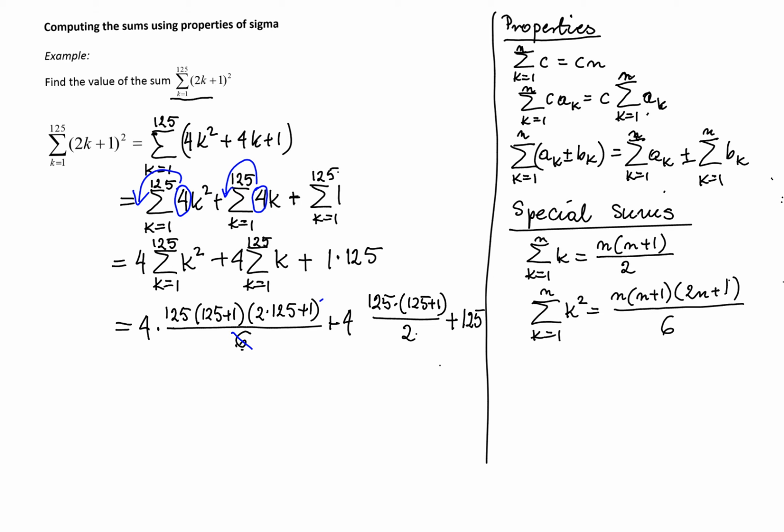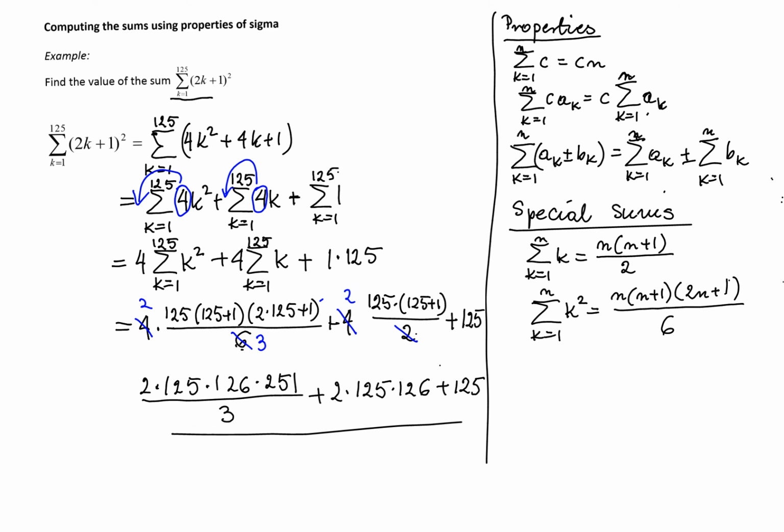We can simplify whatever we are able to simplify, and we can write the answer as 2 times 125 times 126 times 251 divided by 3. We add to that 2 times 125 times 126, and 125. Now we can use a calculator to find what that number really is.